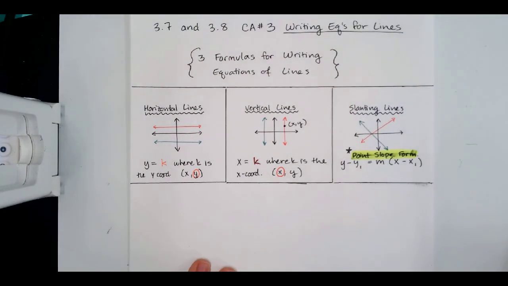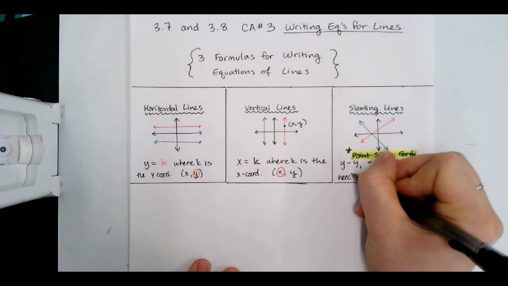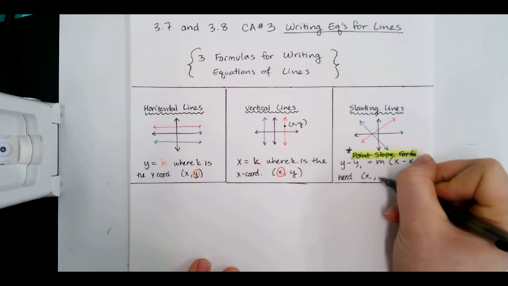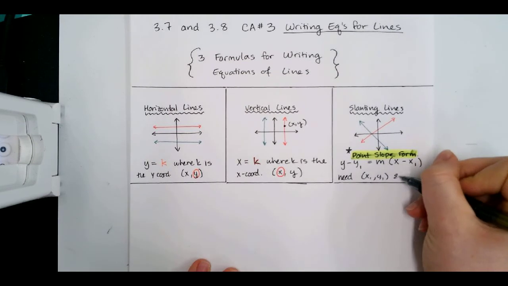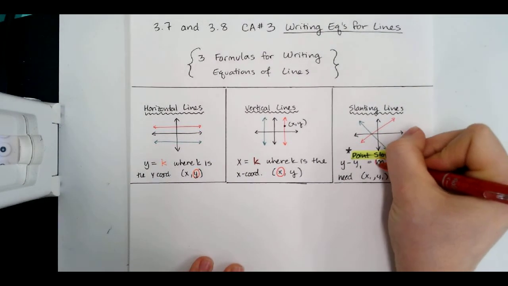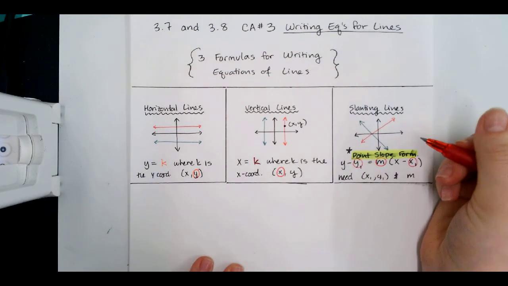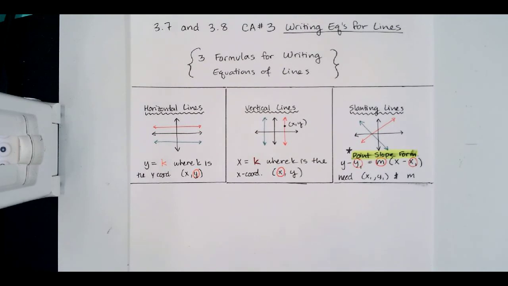So what am I filling out here? To fill this out, we need a point, (x1, y1), and a slope, m. And we plug those in here: my slope, and then the 1 point. So we need a point and a slope for the point-slope form. It is a little more involved than the horizontal and vertical lines. All right, so there we go, the basic overview for horizontal, vertical, and slanting lines.